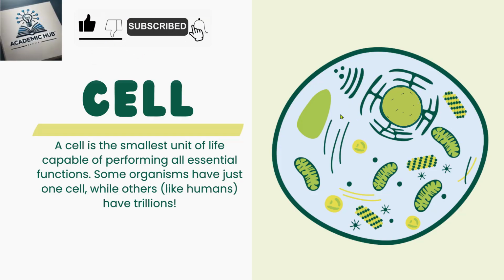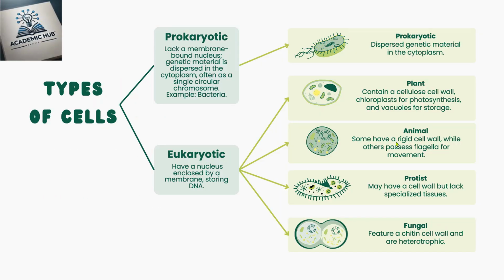As we already discussed, the cell is the smallest unit of life and it is capable of performing all types of important functions. Some organisms have just one cell while others have trillions of cells, like humans and other chordates. A single cell means a unicellular organism, and trillions means a multicellular organism. Today we will discuss types of cells.